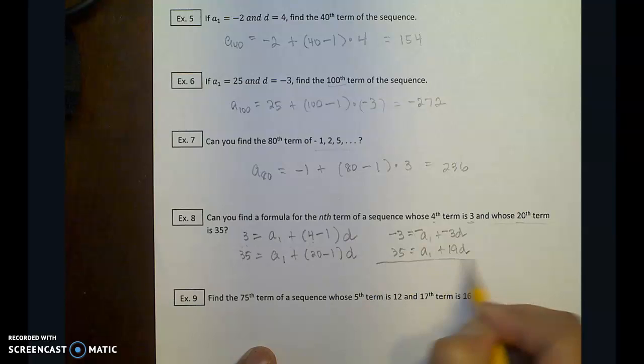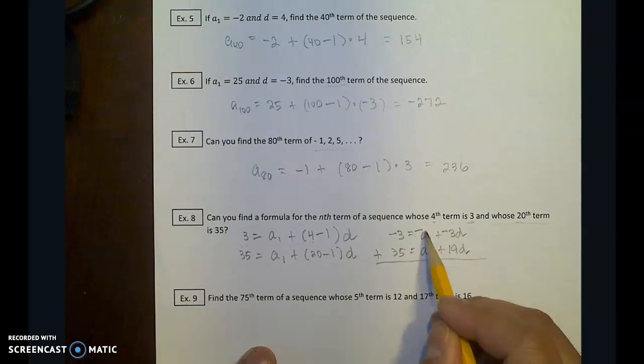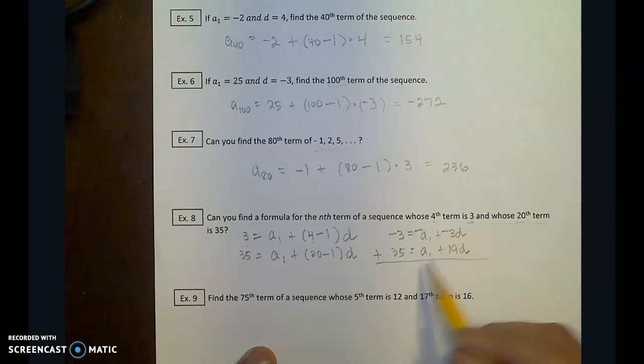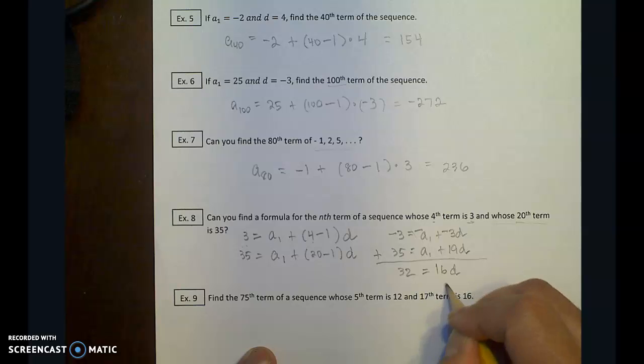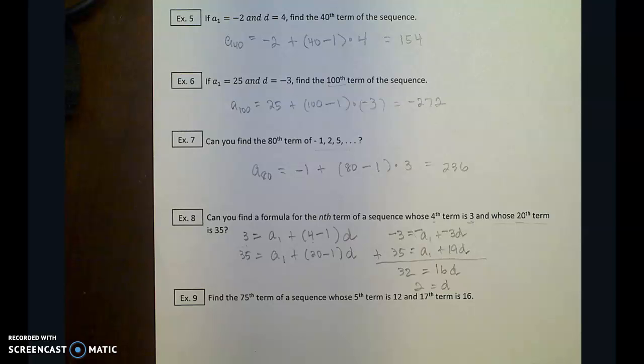So I'm going to add straight down. I'm going to eliminate the a sub 1. Those are going to go away. So now I'm left with 32 equals 16d, since the a sub 1s are gone. Now I solve for d, divide both sides by 16, and I get d is equal to 2. So there's my common difference.